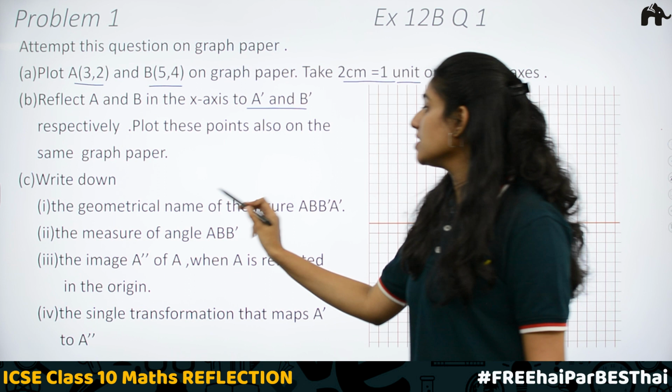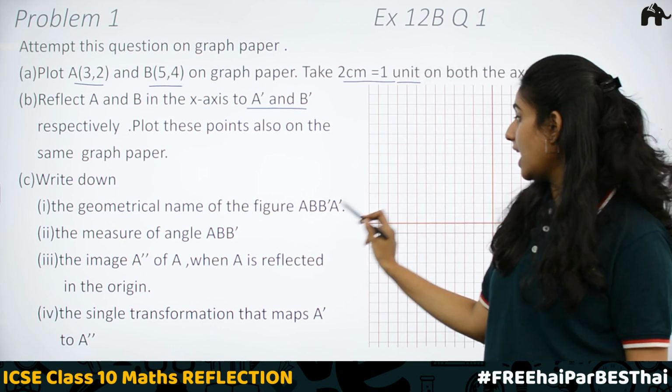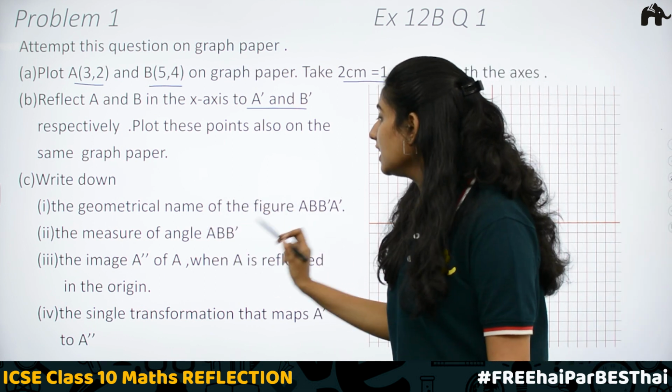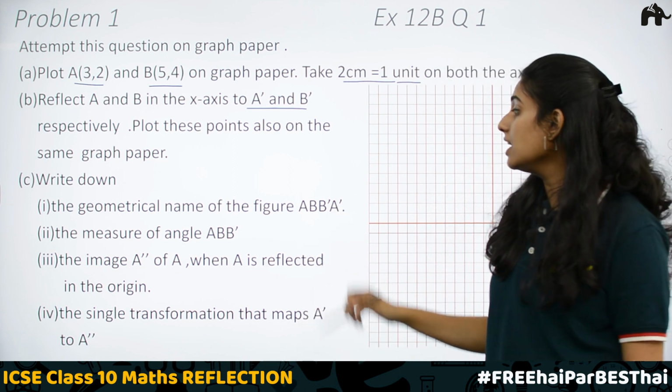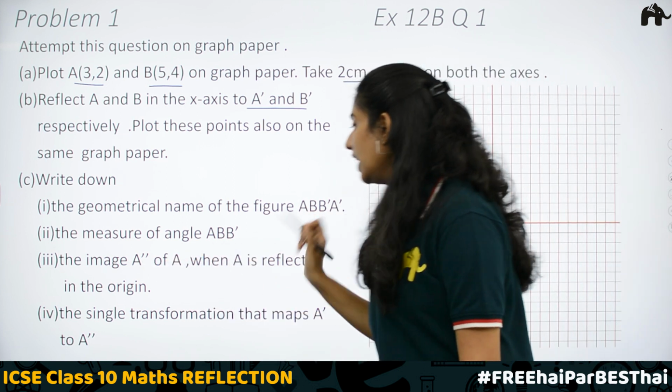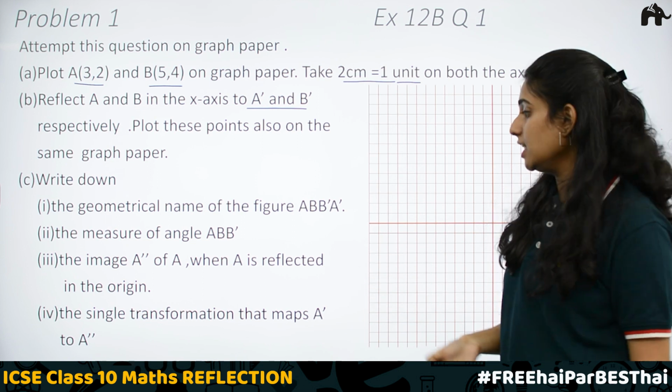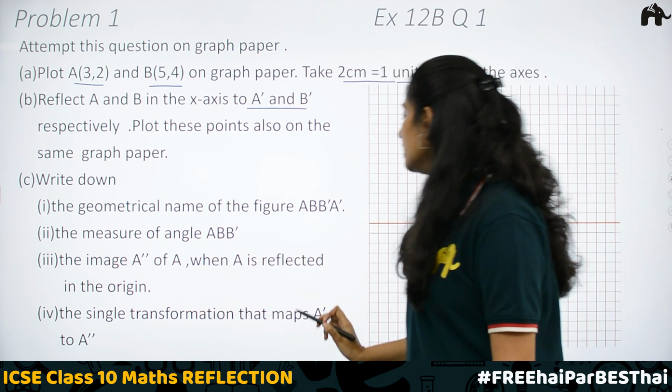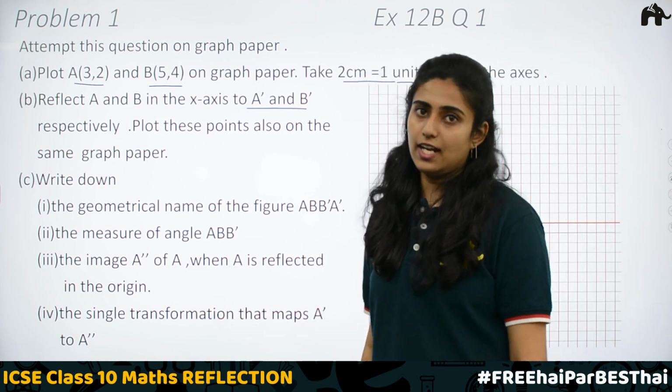Write down the geometrical name of the figure A, B, B dash, A dash. The measure of angle ABB dash. Third, the image A double dash of A when A is reflected in the origin. The single transformation that maps A dash to A double dash.